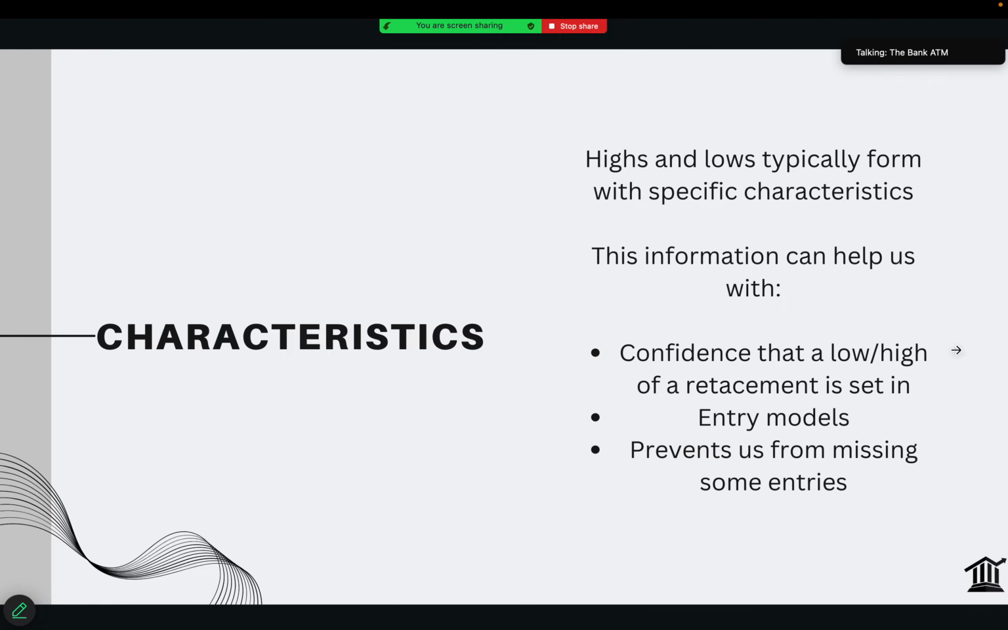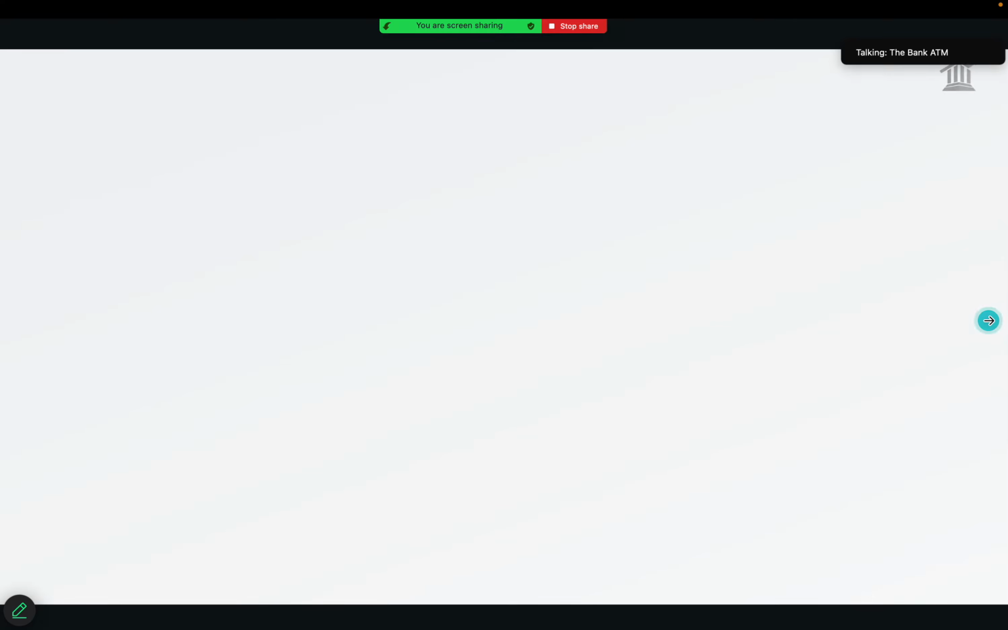So characteristically, there are certain traits that highs and lows have. And like I just said, the information can help us with confidence that a high or low or retracement has set in, with entry models, and it essentially prevents us from missing some entries. First of all, we're going to go over liquidity raids and failure swings.